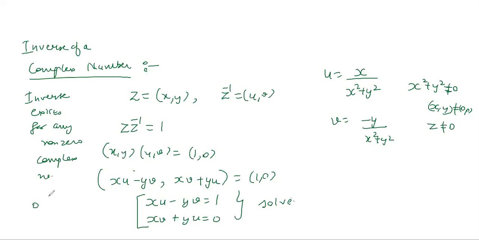Zero का inverse नहीं होता है real में भी, so complex numbers में भी zero as a complex number का भी inverse नहीं है. So z inverse is this number u plus iv, where u is x over x square plus y square and v is minus y over x square plus y square. So this is something you can remember because in some calculations, if anywhere you need to compute the inverse of a complex number, you can just directly use this one and get the answer.